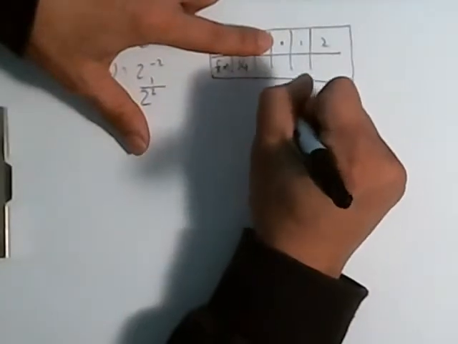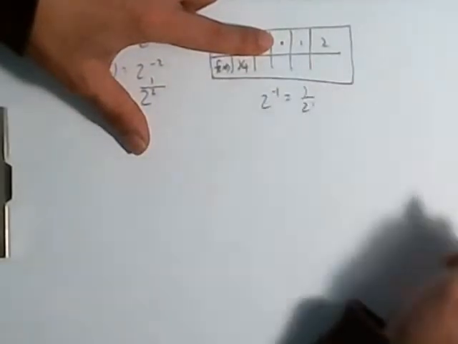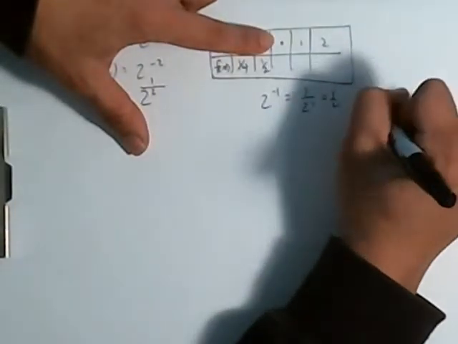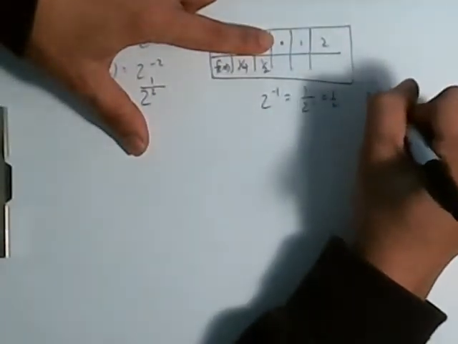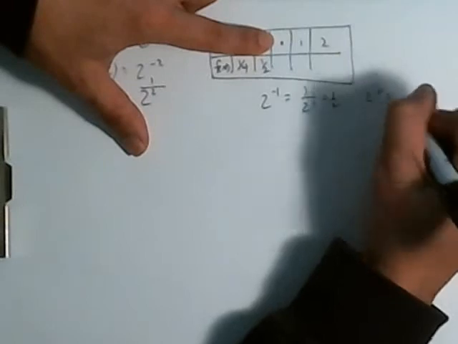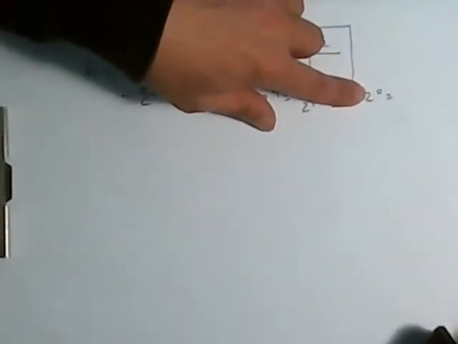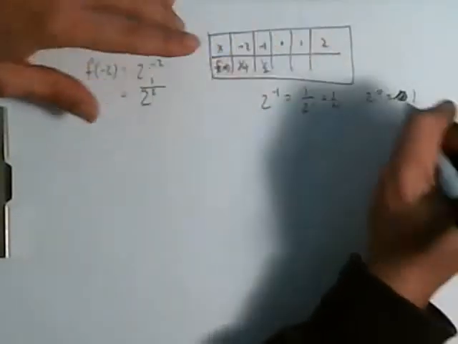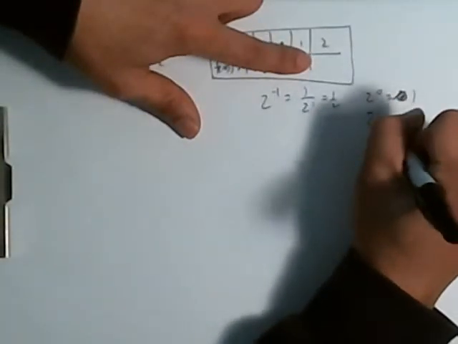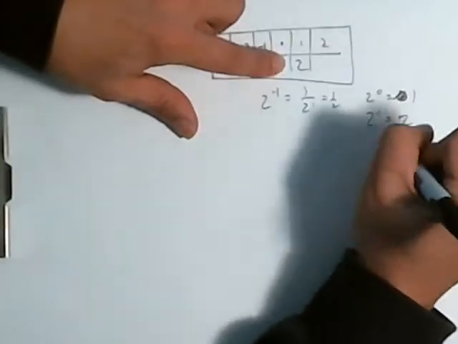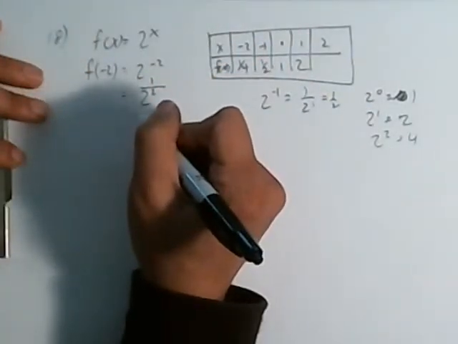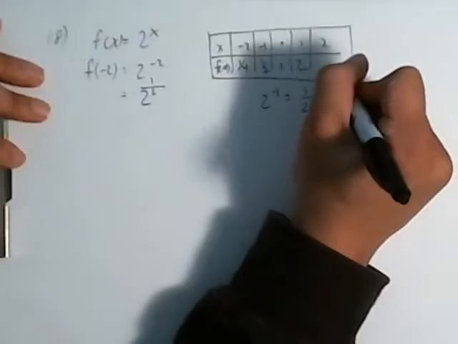Likewise, 2 to the -1 power is equal to 1 over 2 to the first power, which is 1/2. 2 to the 0 power, any number raised to 0 except for 0 itself, is 1. And then 2 to the first power is 2. 2 to the second power equals 4. And that's part A right there.